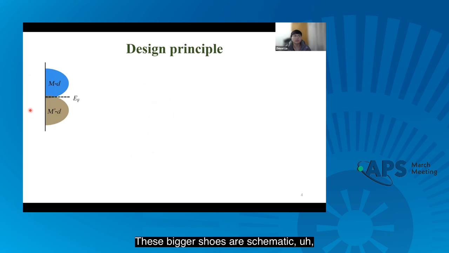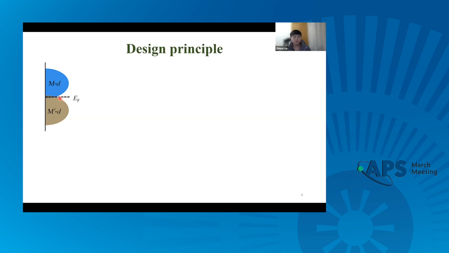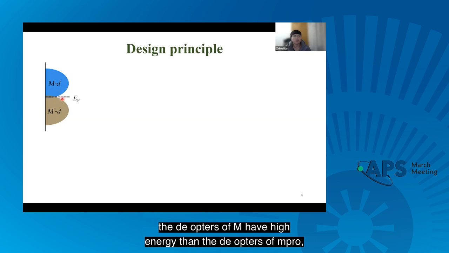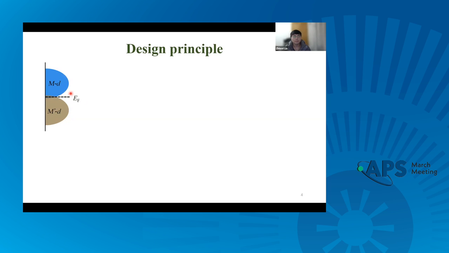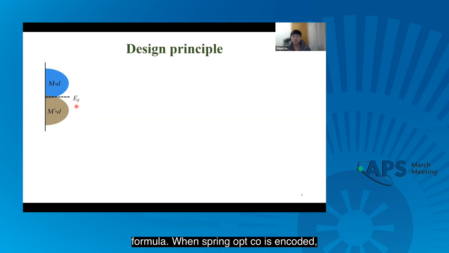This figure shows a schematic density of states of the 1-1 superlattice. We choose M to be an early transition metal atom and M' to be a later transition metal atom. Due to the electronegativity difference, the d orbitals of M have higher energy than the d orbitals of M'. Given a proper combination of M and M', and their d occupancy, the M d bands and M' d bands may overlap with each other around the Fermi level.